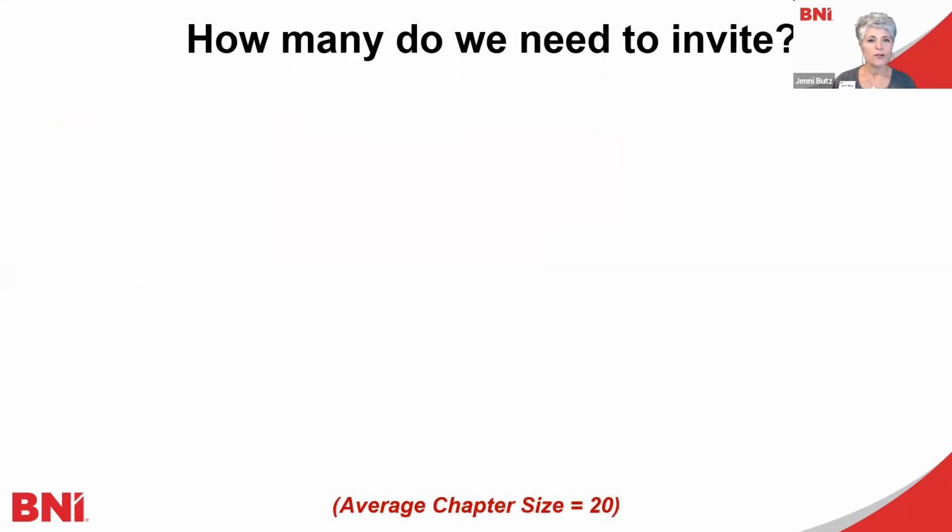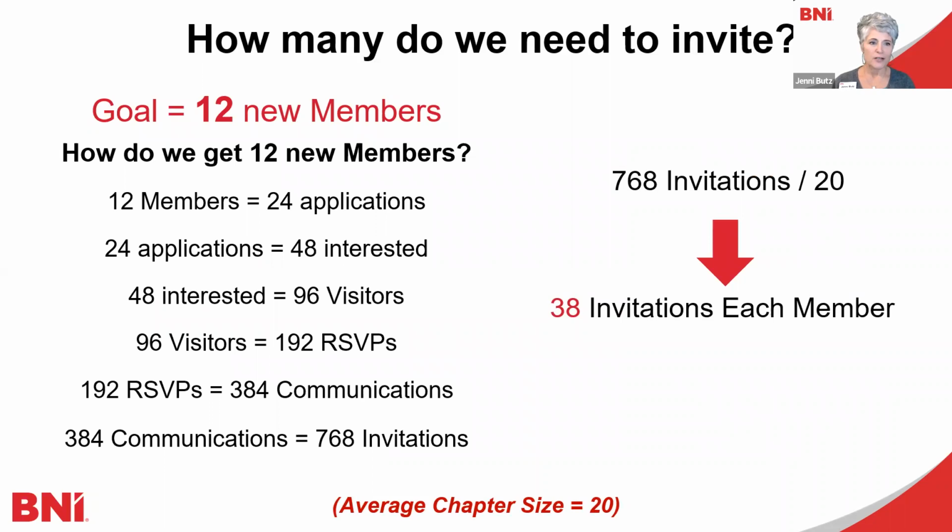If you want 12 new members, that really means 24 applications, because we hope more than one person from each profession will apply. And to get those 24 applications, we need to have 48 interested people. And for that to happen, it's likely that we'll need 96 visitors in the room. And to get that many in the room, really we need double that number to RSVP, because we know some people say they'll be there and they won't. And for that to happen, it's likely that 384 conversations will have happened, and that requires 768 invitations be sent out through snail mail or email.